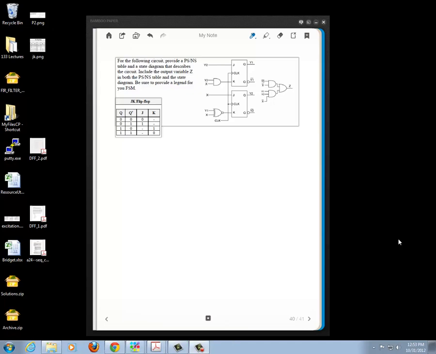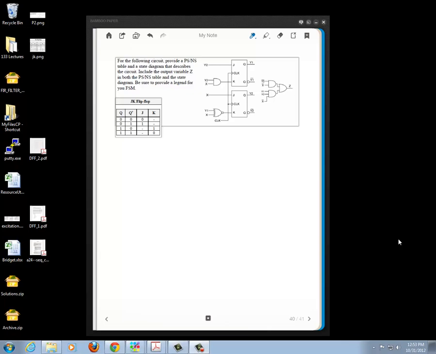To better understand how to design finite state machines, we're going to walk through a finite state machine design problem. Okay, so here's a problem. It says for the following circuit, provide a PSNS, which stands for present state next state table, and a state diagram that describes the circuit. Include the output variable Z in both the PSNS table and the state diagram. Be sure to provide a legend for your FSM.